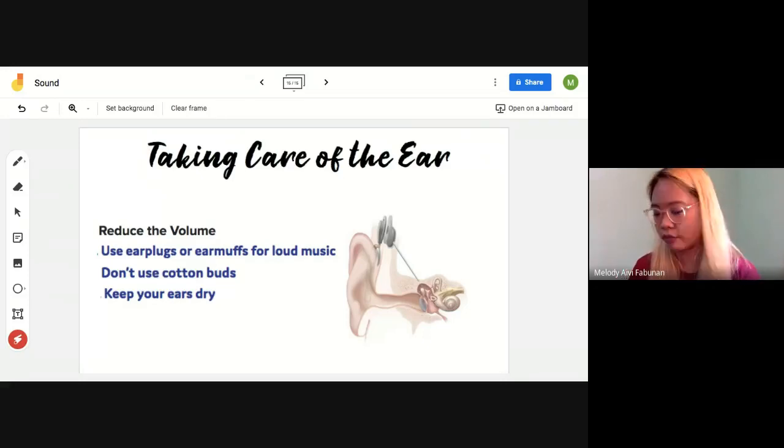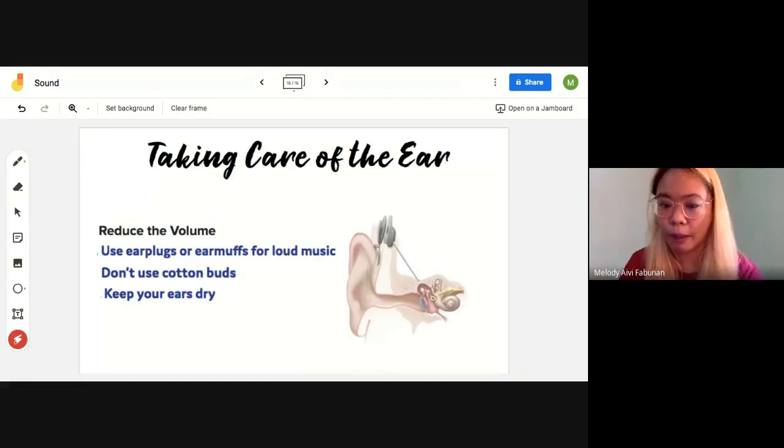So again, these are very common. This is something that you have learned from preschool pa lang. Your teachers have already been teaching you how to take care of your ear and other sensory organs. So again, the first one is of course to reduce volume. And we all know that the higher the amplitude, the higher the volume is.